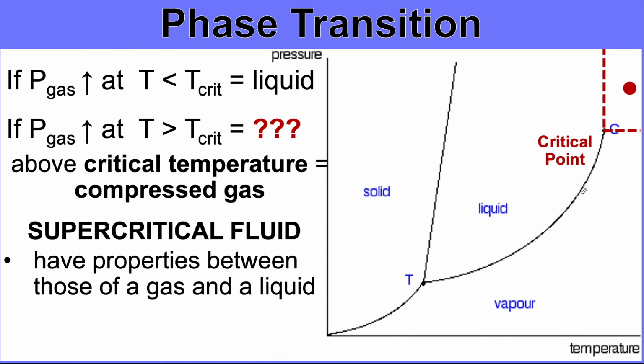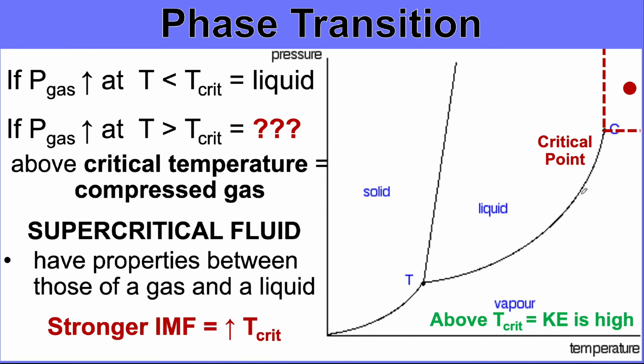So the critical temperature obviously varies from substance to substance. And, of course, depends on the strength of the attractions between the particles. Okay, so just to relate our discussion from the previous video, the stronger the IMF, the higher the critical temperature.